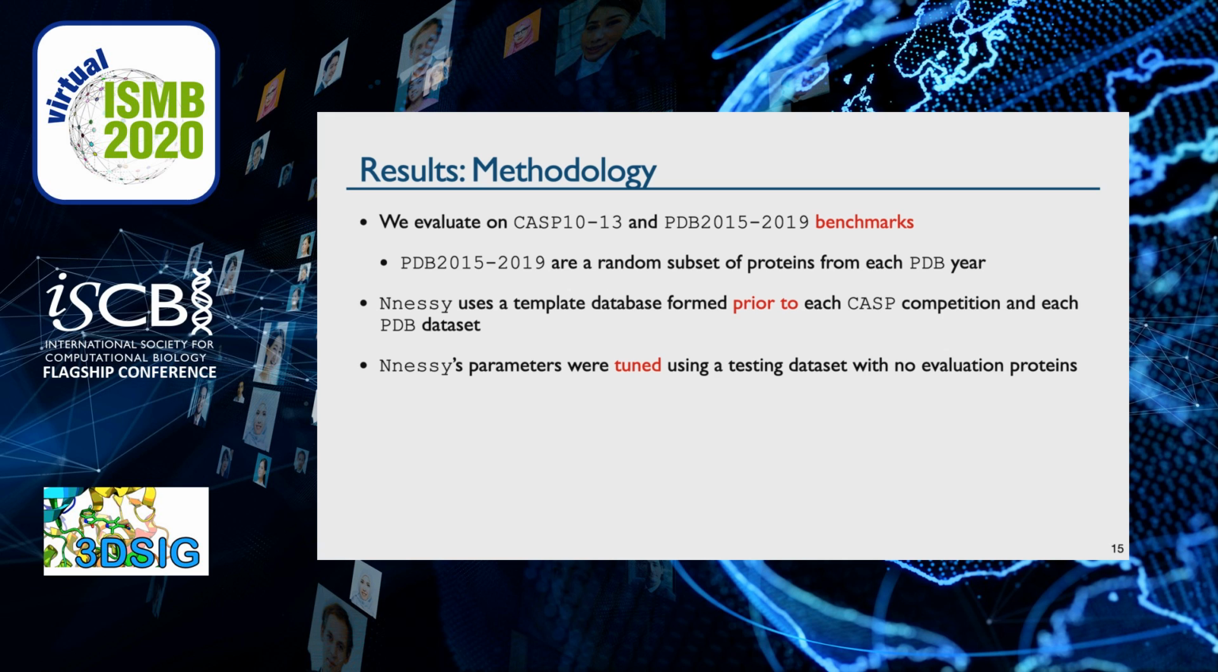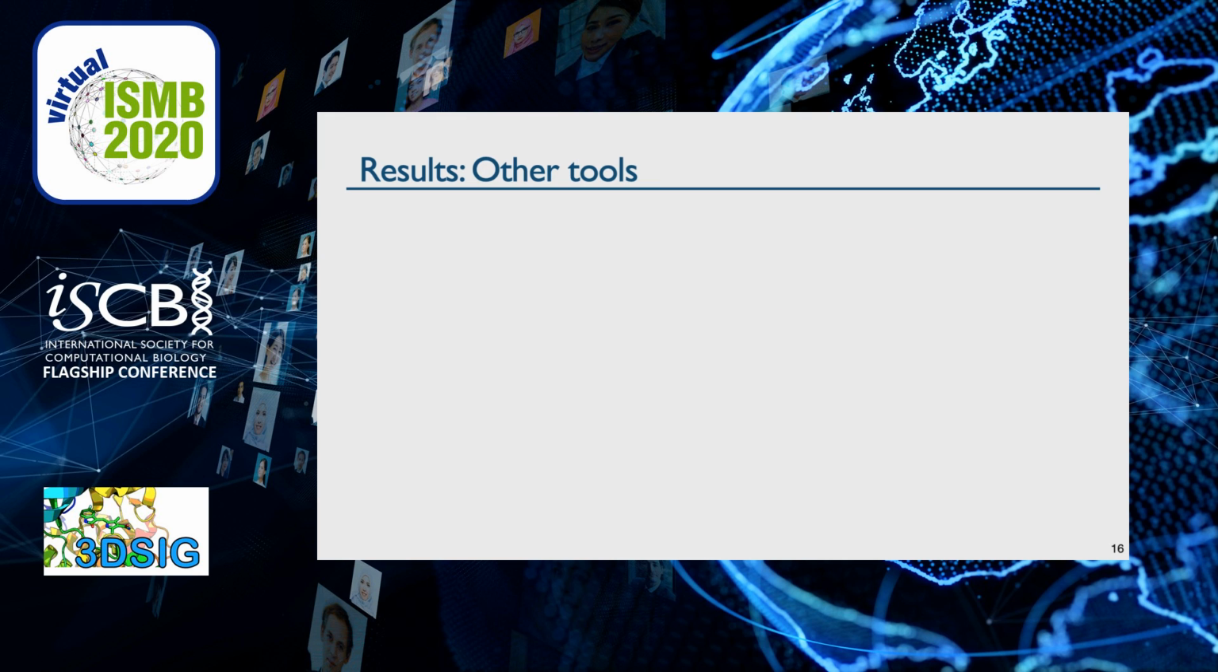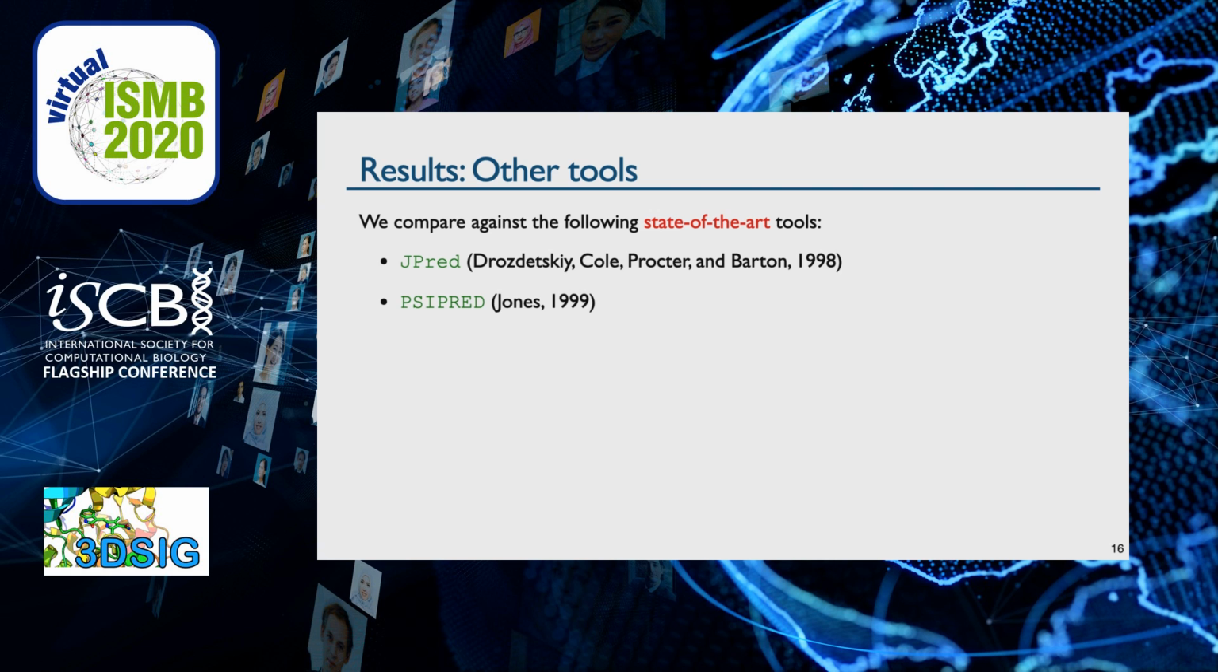NESI's parameters were tuned using a testing dataset that contains none of the evaluation proteins. We compare against the following state-of-the-art tools. JPRED and CyPRED are some of the earliest tools still in widespread use. CyPRED pioneered using a CyBLAST homology search to form a position-specific scoring matrix for the input amino acid sequence, combined with a neural network to form the output prediction.